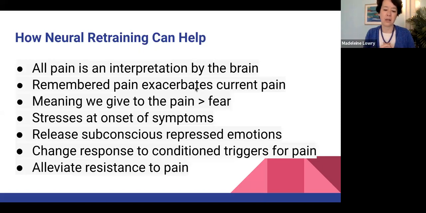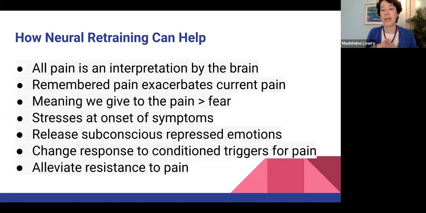He felt that this pointed to root causes that went below just the physical. So, with the benefit of that perspective, let's talk about how neural retraining can be helpful, right? You are experiencing chronic pain.